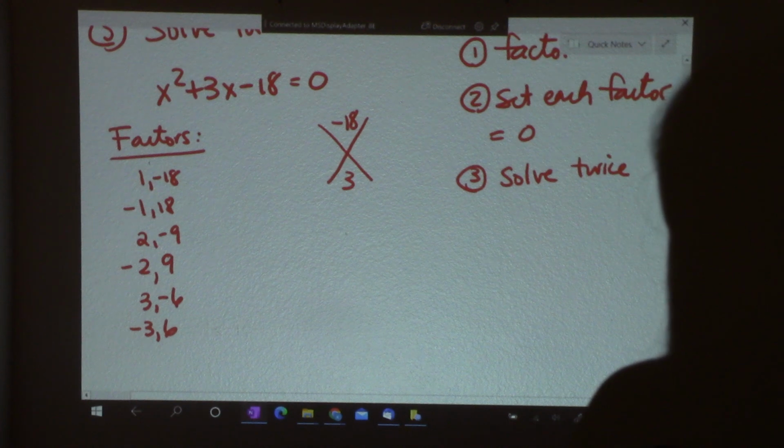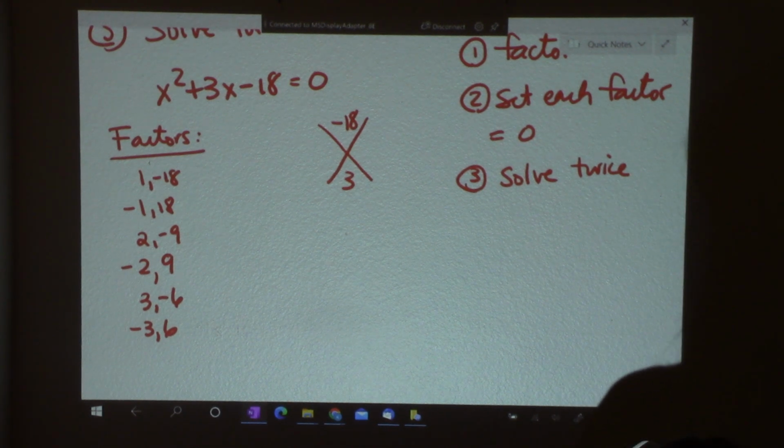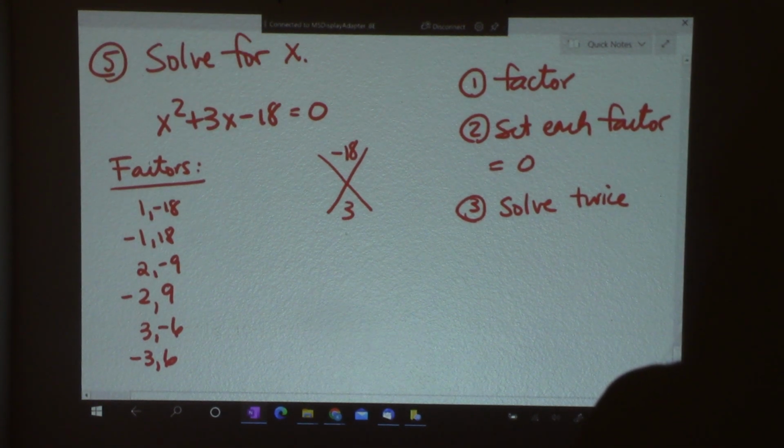Does 4 go into 18? No. Does 5 go into 18? No. And then 6 is next. So it completes all the possibilities. All right, so which 2 add up to positive 3? Well, these 2 do. So I've got negative 3 and 6 there.